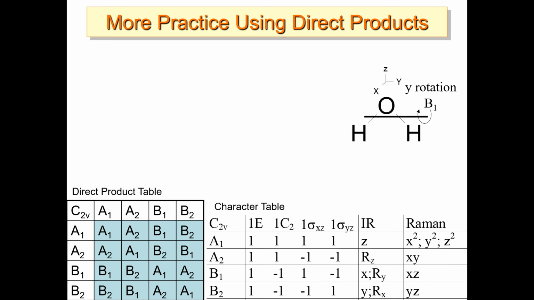So here's the rotation around Y. It's B1. We find it in the character table. There you go. And then here's the direct product table. Just to show the point, I've filled out the other 6 squares just to show that it's symmetric. The ones we have in your packet are all triangular.